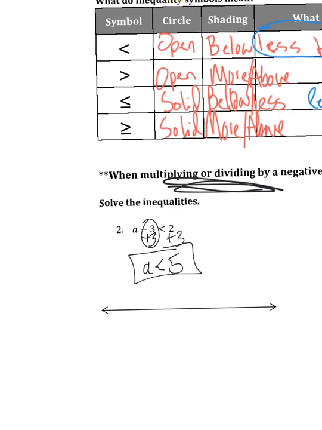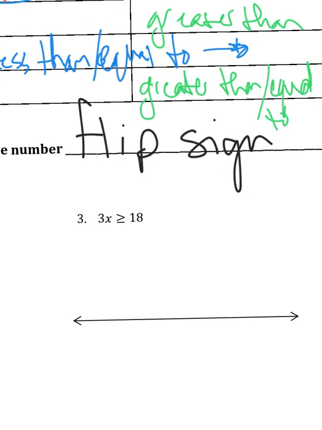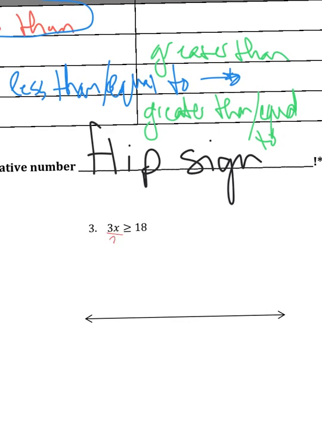So what I normally do here is I go to 5, 4, and 6. I know that this is an open circle and that I want to shade the numbers that are less. And we know that 4 is less than 5, so I shade all the way across. And so that's where I shade less or below the number 5. So here, the coefficient is 3. So to get the variable by itself, I divide by 3. I have x is greater than or equal to 6.